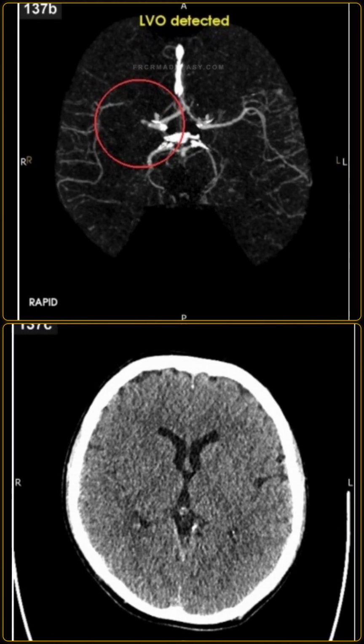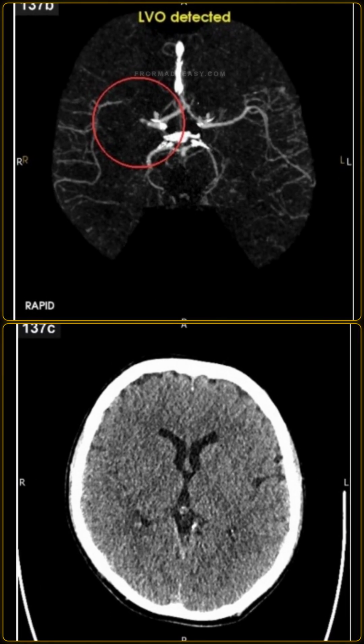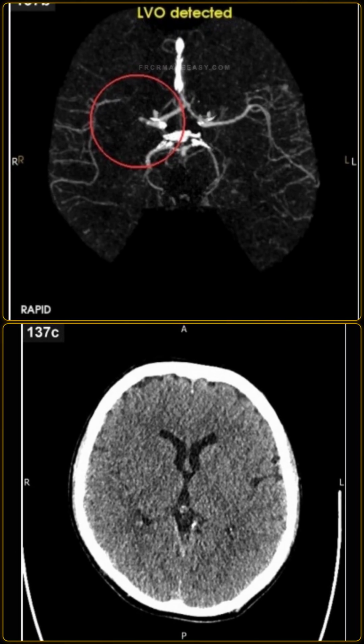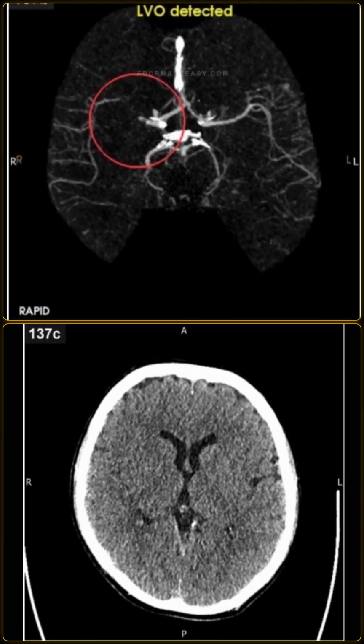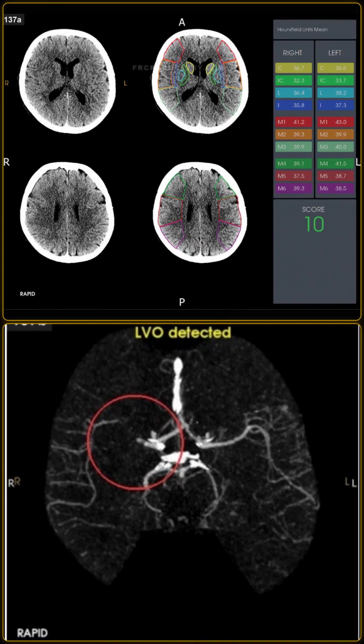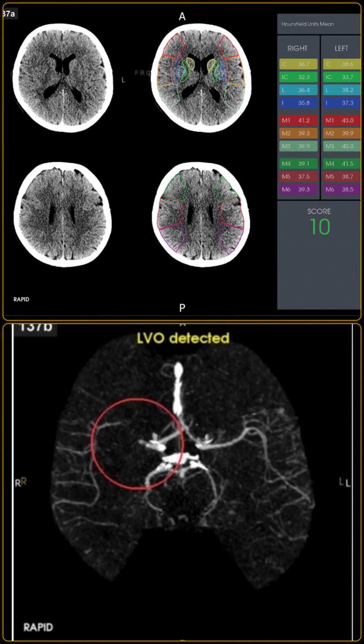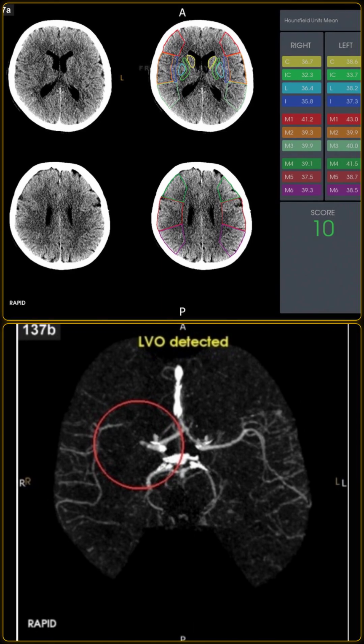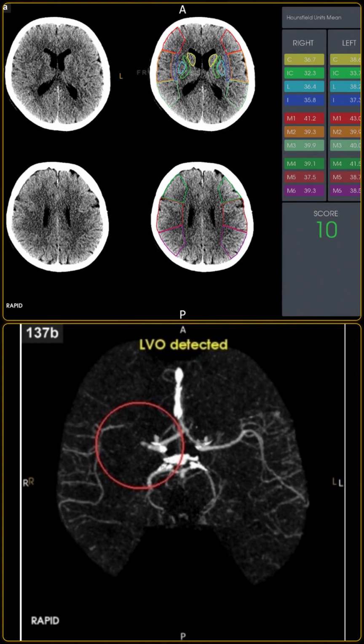For anterior circulation strokes, mechanical thrombectomy is indicated within 6 hours of symptom onset in patients with large vessel occlusion. Clinical criteria include a pre-stroke modified Rankin score of less than 3 and a National Institutes of Health Stroke Scale score of 5 or higher.